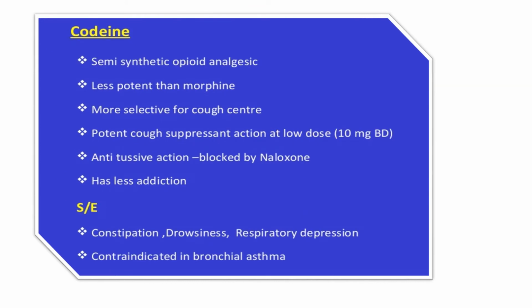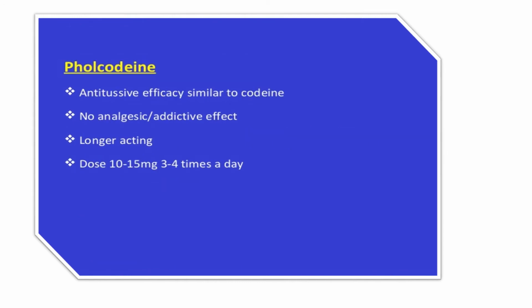The first drug under antitussives is codeine. It is semi-synthetic, under opioid mechanism. It is a semi-synthetic opioid analgesic, less potent than morphine. It is more selective for the cough center. Potent cough suppressant action at a very low dose. The antitussive action can be blocked by naloxone, which is the antidote for opioids, and it also has lesser addiction. The side effects include constipation, drowsiness, respiratory depression, and it is contraindicated in bronchial asthma.